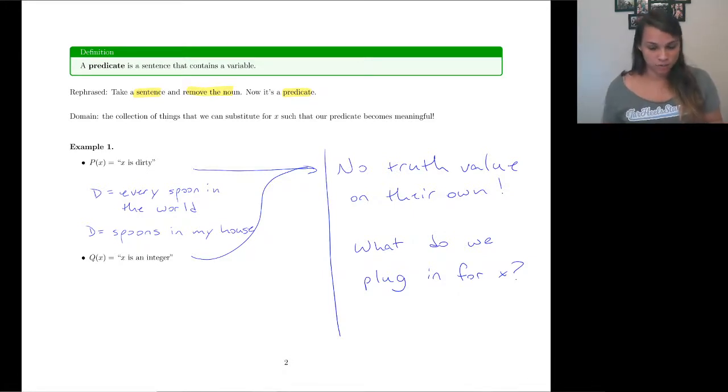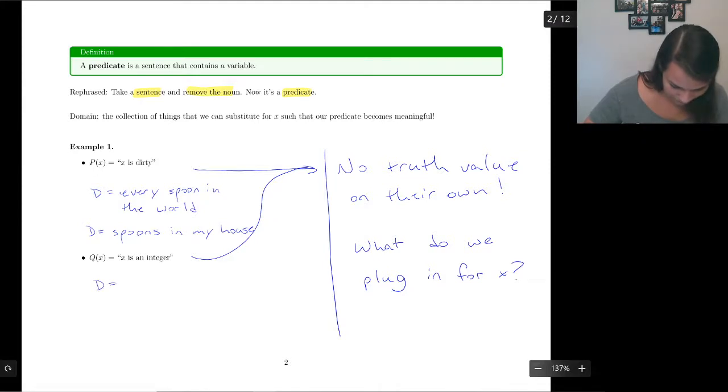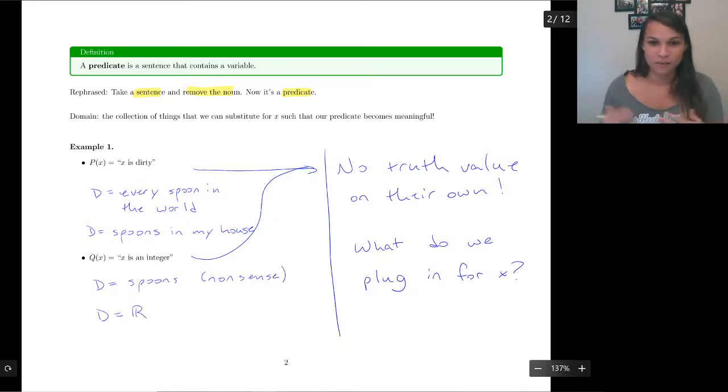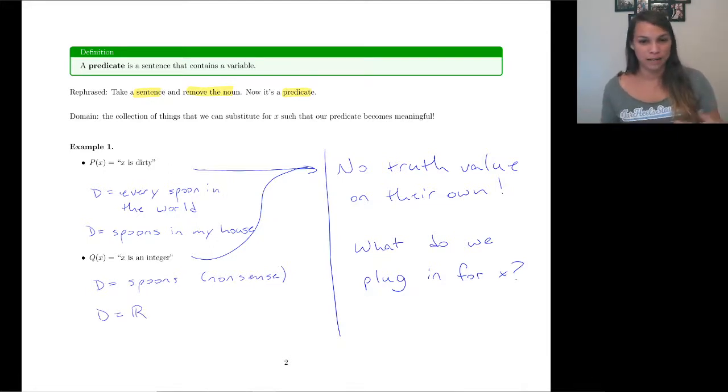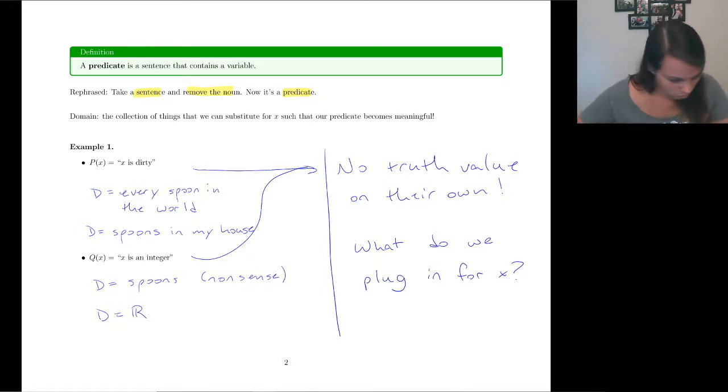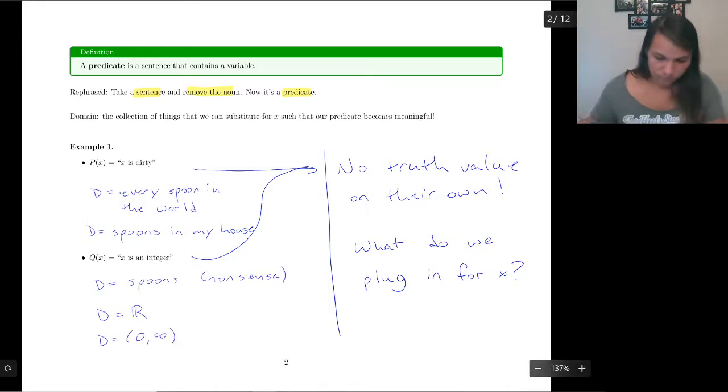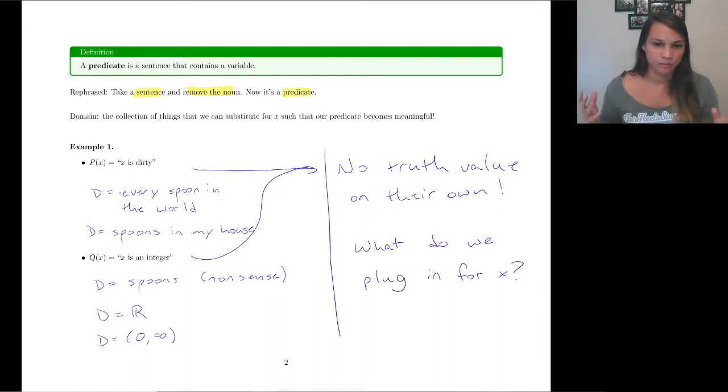For X is an integer, we could say that the domain is spoons. This is nonsense though, don't do that. But more realistically, maybe you would want to say the real numbers and be like, okay, so pi, no, that's not an integer. But 3, that is an integer. Or we could say maybe just restrict it to all positive numbers, and look at those integers. Lots of choices for domains. Point is, before we start trying to plug things in for our predicate, we first need to know what we're allowed to plug into it.